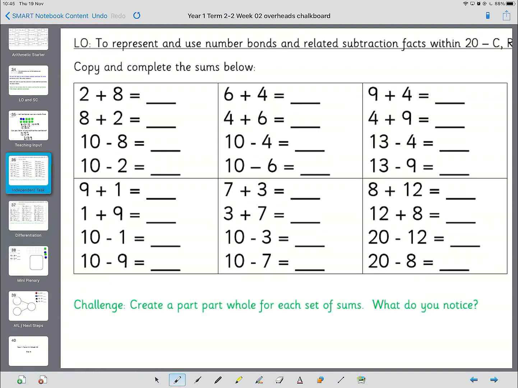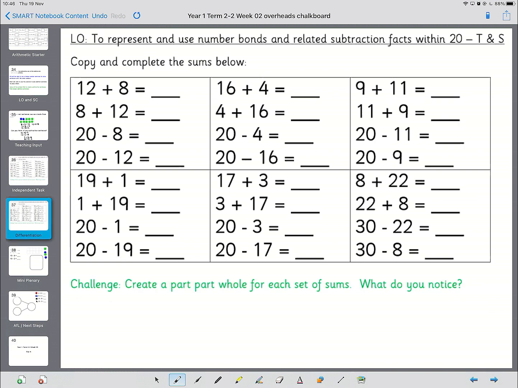So that's choice 1. Pause if you want now. And here comes the slightly more challenging choice. Okay. And when you're ready, we'll go into the plenary.